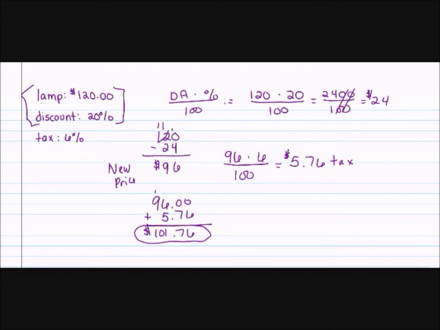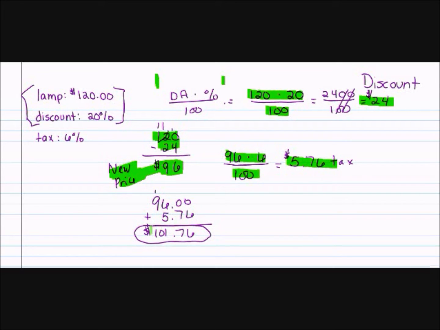Okay? Step 1. I found my discounted price. I said my original price times 20 divided by 100. And then I subtracted. And I got my new price. And then I added the tax to that new price. So 96 times 6 divided by 100 is 5.76. And I added it, and I got my total.